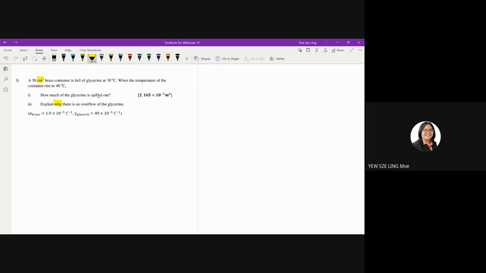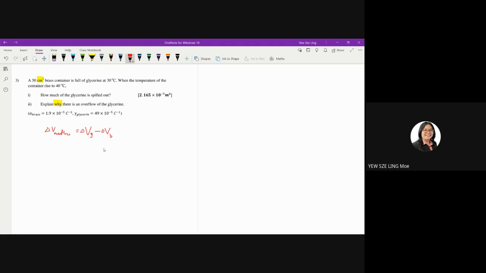So if you want to calculate the overflow, V overflow is equal to V final of the liquid, which is glycerin, G, minus the V of the container, which is the brass container, B. So Vg minus Vb, which means we need to calculate delta V, the change in volume, the overflow. So delta Vg minus delta Vb.